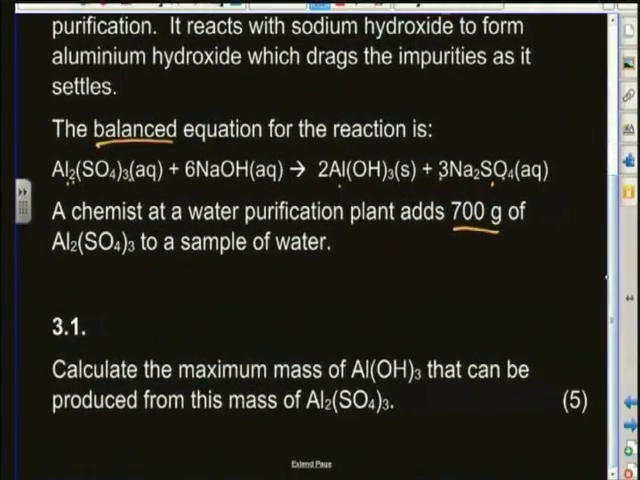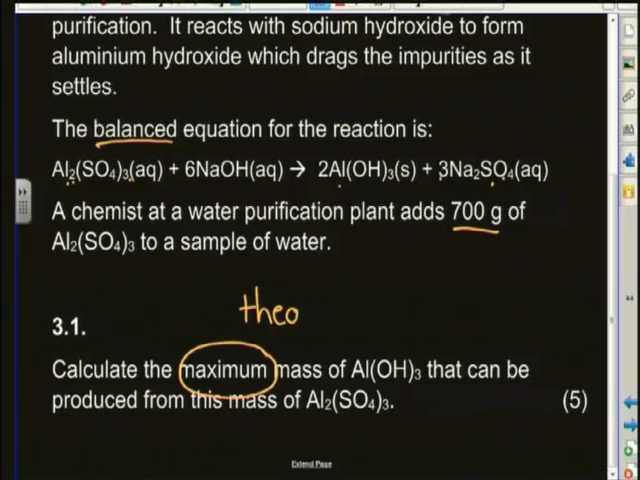Now it says, calculate the maximum mass of the aluminium hydroxide that can be produced. Guys, the fact that we're using the term maximum mass is actually really important because what we're working out here is what we call theoretical yield.